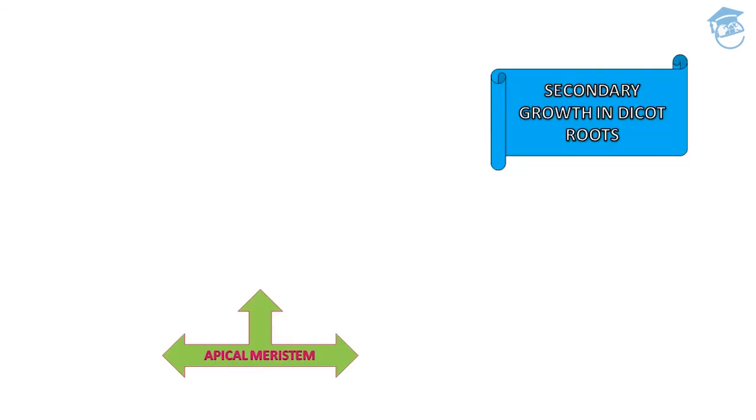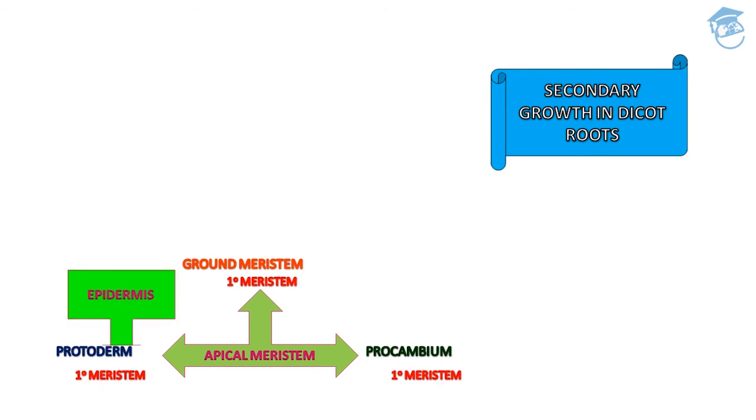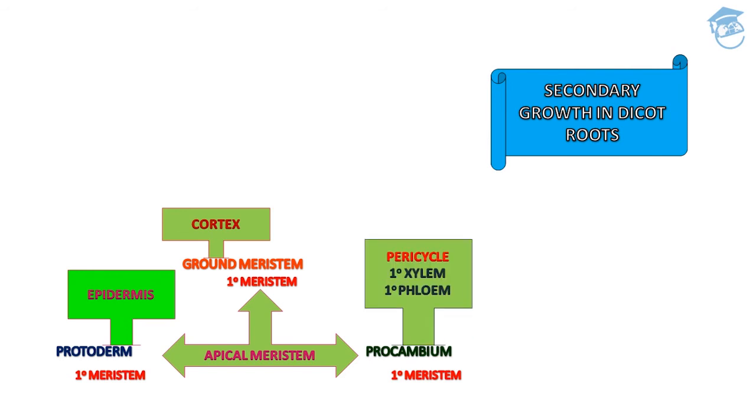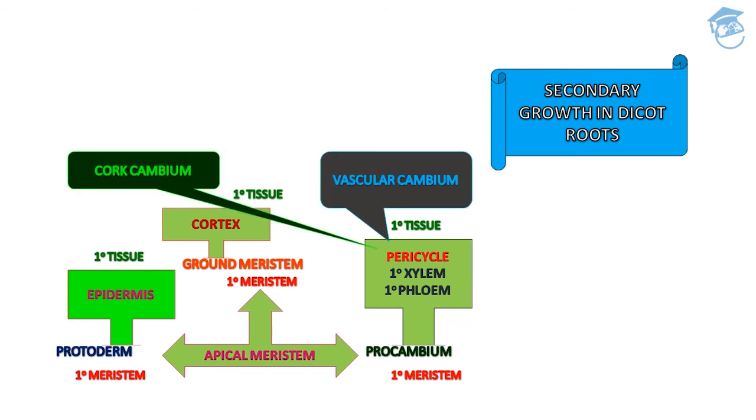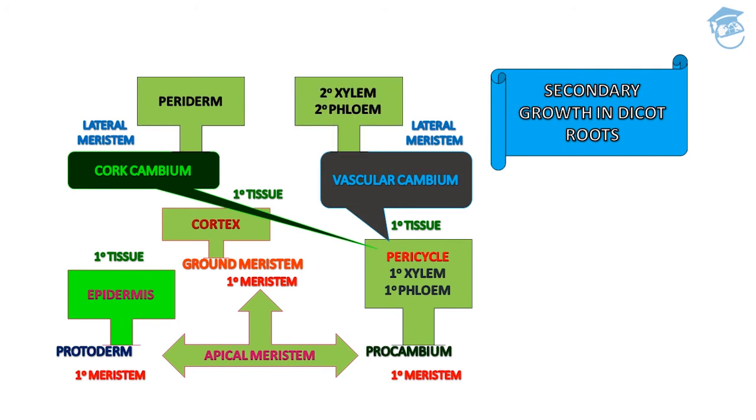Secondary growth in dicot root: if you see, apical meristems are of three types. I've already taught you in detail about it. So protoderm, ground meristem and procambium are primary meristems. Protoderm gives rise to epidermis, ground meristem gives rise to cortex, and procambium gives rise to pericycle. These three are primary tissue. Pericycle gives rise to cork cambium and vascular cambium. They are lateral meristems that help in improving the girth of the plant body. Cork cambium gives rise to periderm, and vascular cambium gives rise to secondary xylem and secondary phloem, which are secondary tissues, and they help in the secondary growth in dicot roots.